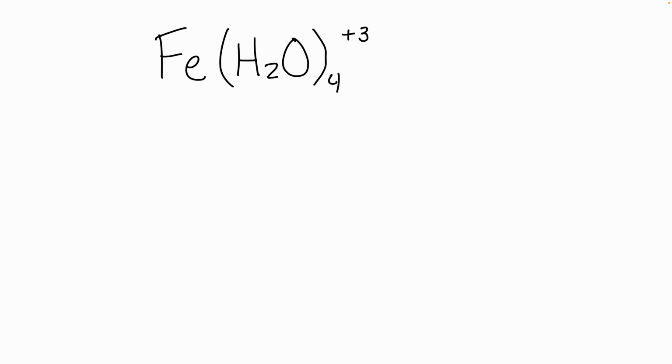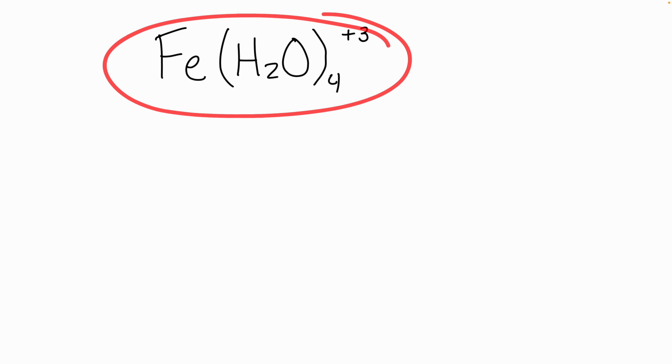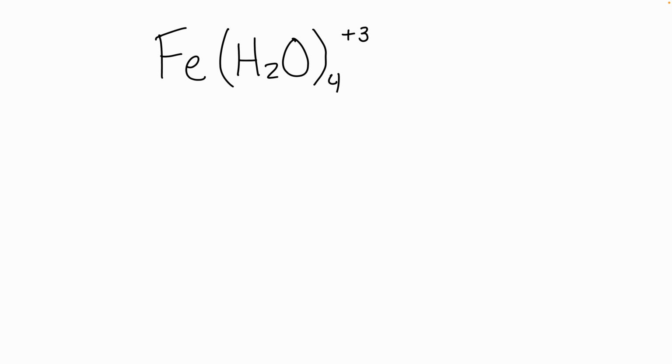All right, so this was the condensed structural formula of that complex that we sketched out at the beginning of class. Iron in the middle with its 4 water molecules, and that complex had a net charge of +3. If we were going to name this thing, this would be tetraaqua iron 3.